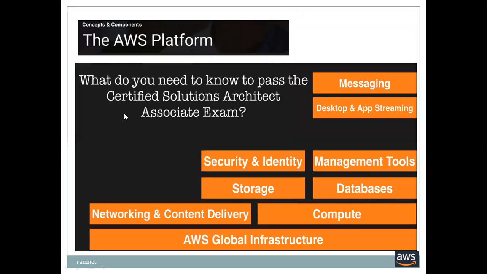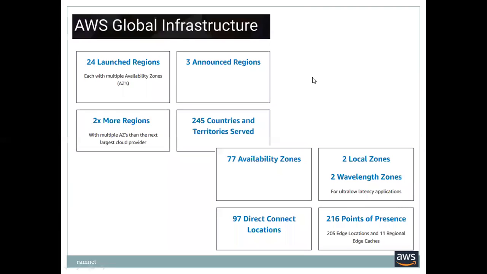So what do you need to know to pass the Certified Solutions Architect exam? Messaging, desktop streaming, security identity, management tools, databases, and some other things. These are the very basic things we require to know, and global infrastructure. I would like to tell you how AWS has been constructed. I took this two weeks before, so it may be more now, but I would like to explain this to you.